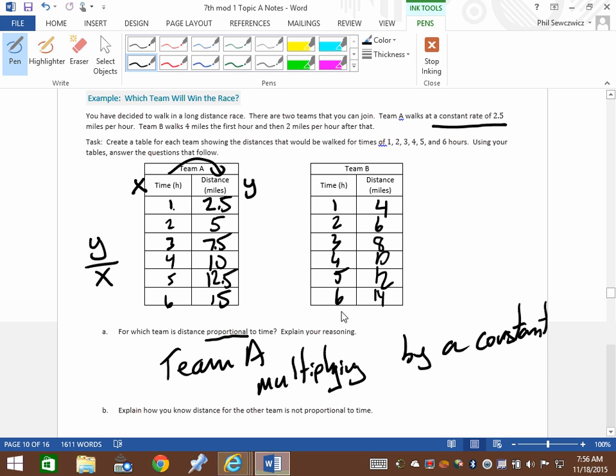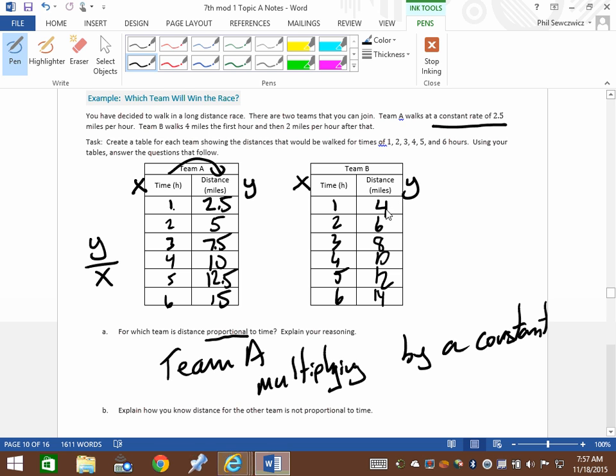Now let's see what we got going on here. Constant. Okay, well 1 times 4 is 4. 2 times 4, not 6. 3 times 4, nope, not 8. So it's not Team B. The other thing we could do is, again, we could do our y divided by x. And again, we told you that the first one's always going to be x for now.